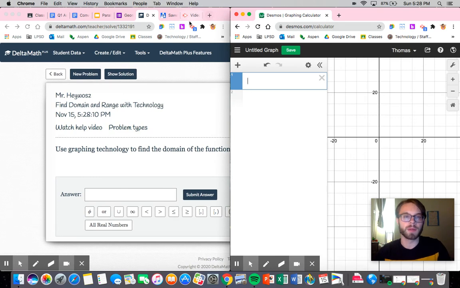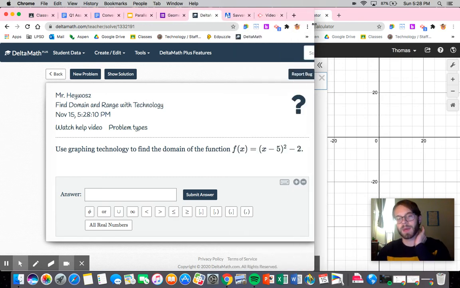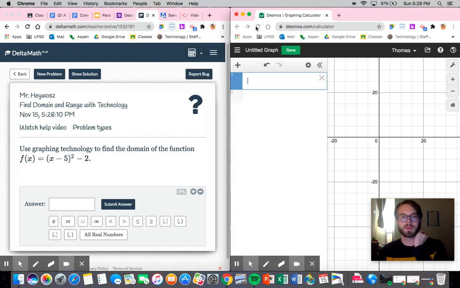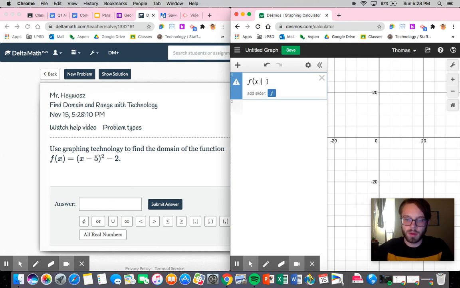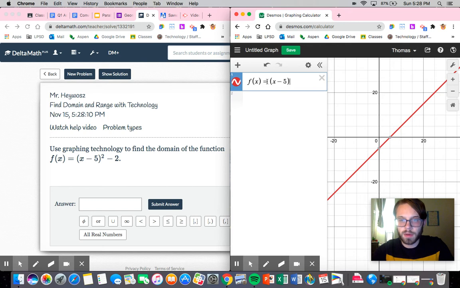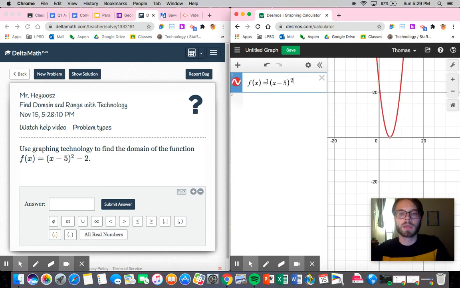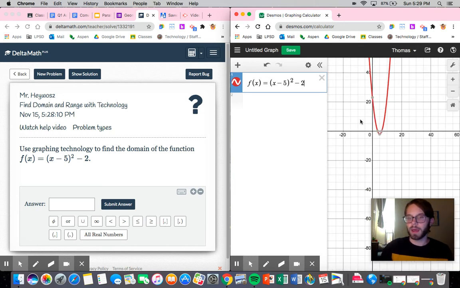The function of x minus 5 squared and then minus 2. All right. So f of x equal to, in parentheses, x minus 5 squared, minus 2. All right. So there we have it.